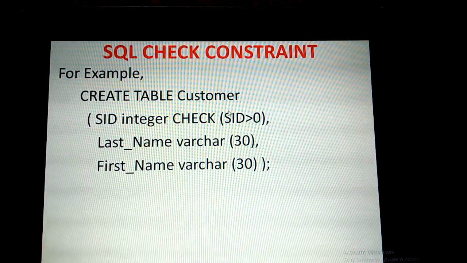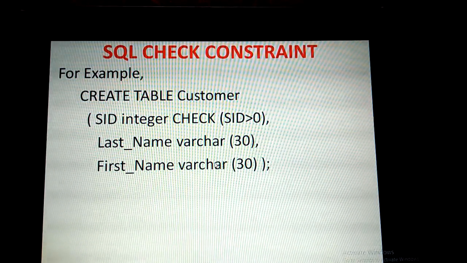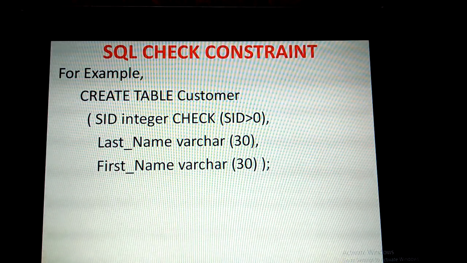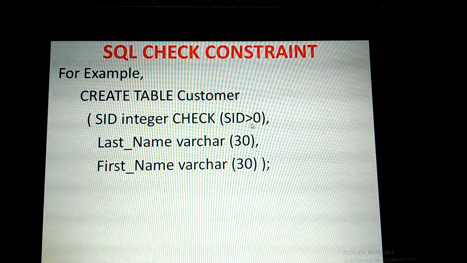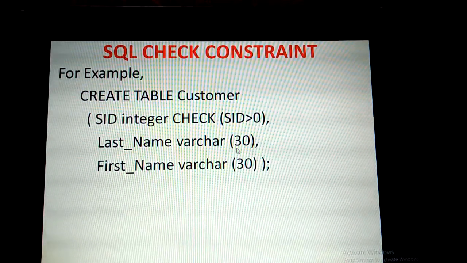So check within parenthesis SID greater than 0, and then giving comma, then remaining attributes you are giving as it is, okay. So here the check constraint is used for this field alone, the SID field alone. So if this condition is satisfied only, whatever value you are inserting, that SID value will be checked here. If it is correct only, the corresponding row will be accepted by the table or by the database.